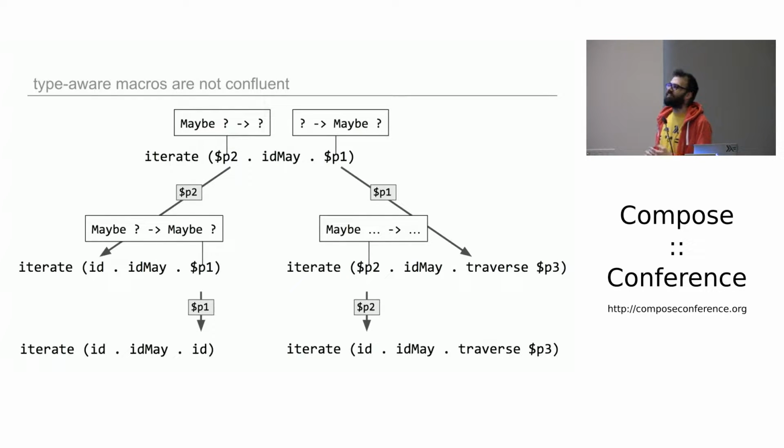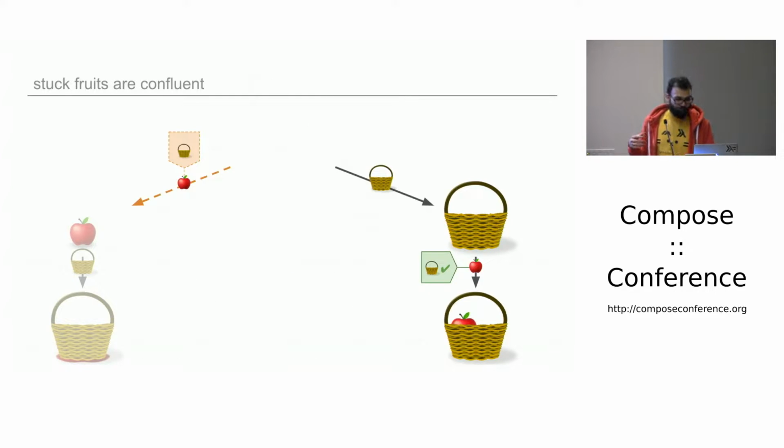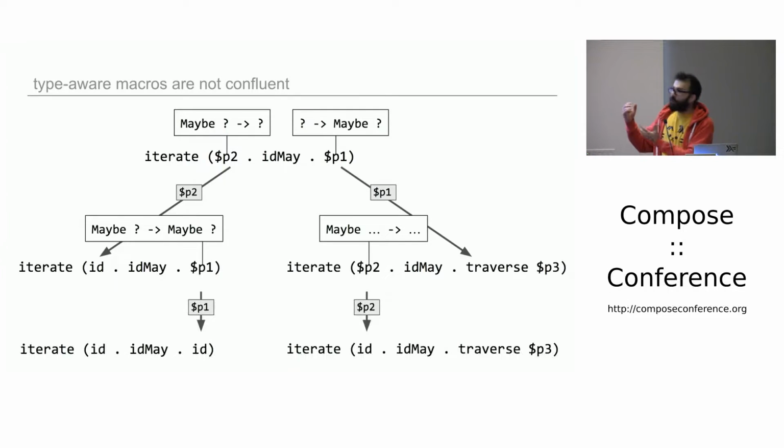I will spend the rest of the talk explaining this slide, which has the same shape as the previous one. We start with a small program, and there's a problem with this program, which is that it's not clear what its meaning is because the compiler has a choice, which shouldn't matter, in which order it expands the two macros, $p2 and $p1.